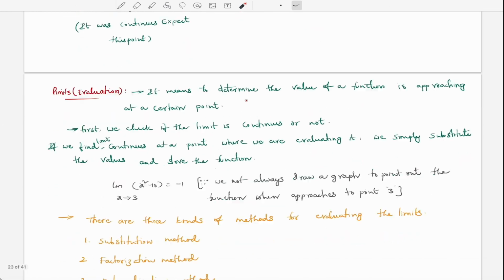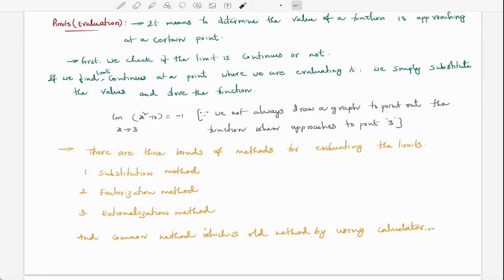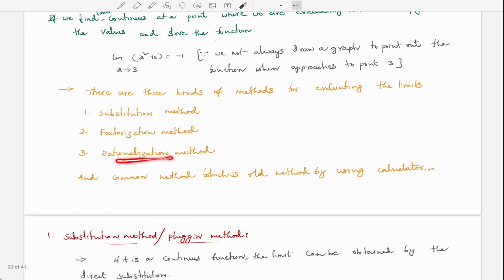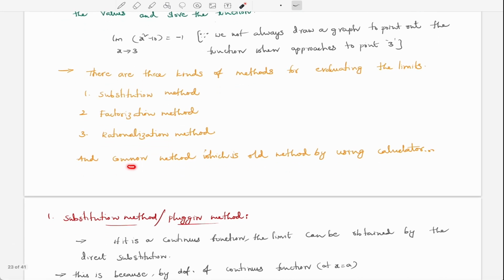We have three kinds of methods for evaluating limits. The first one is the substitution method, the second is the factorization method, and the third is the rationalization method. And we have a common method which we use in general examples, using a calculator and regular math. First, we're going to discuss the substitution method.